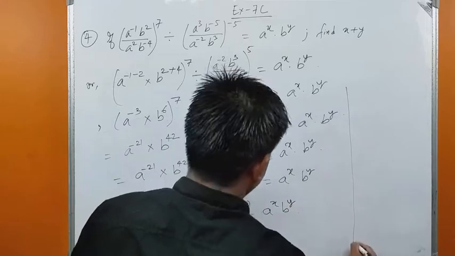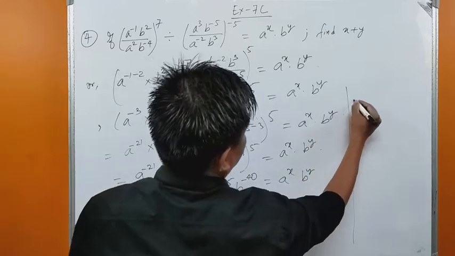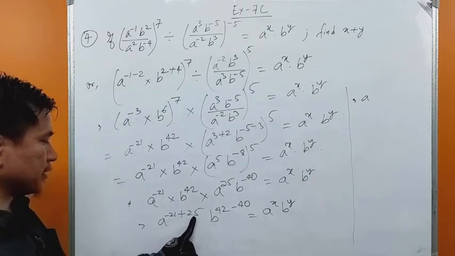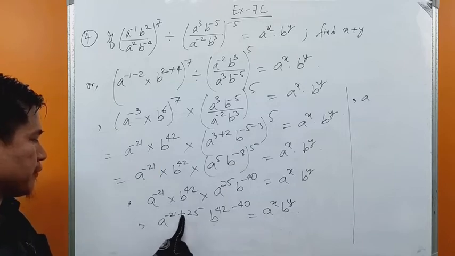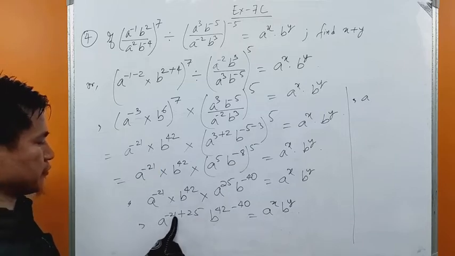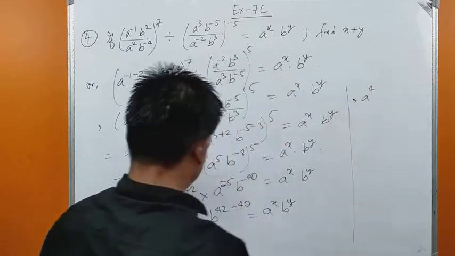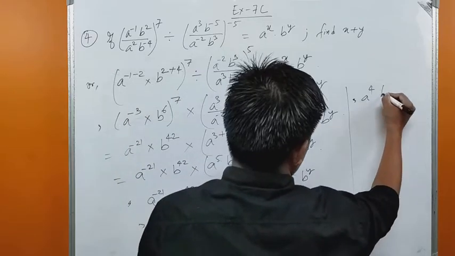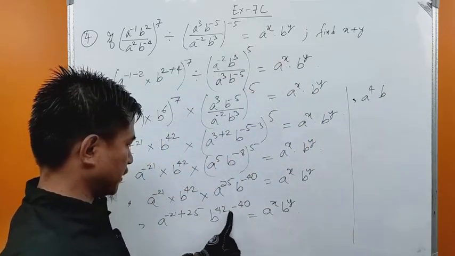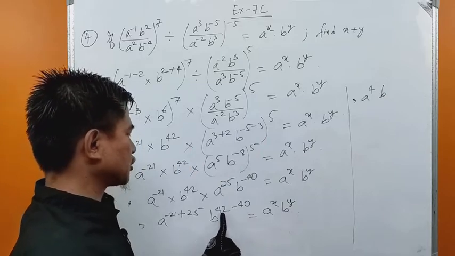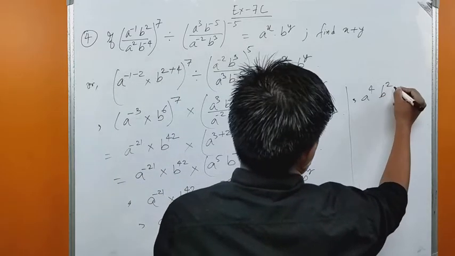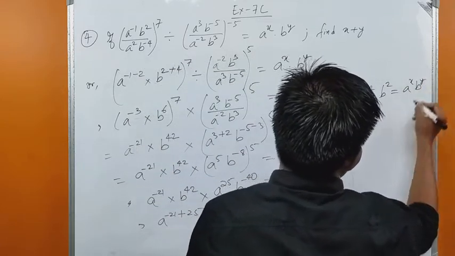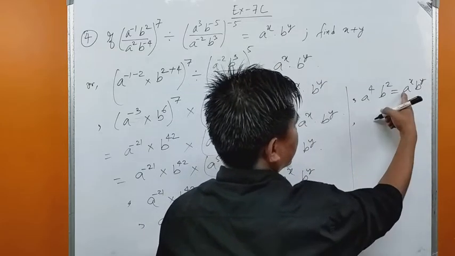Now let me continue here. So a to the power minus 21 plus 25 means opposite sign. 25 is positive and 21 is negative, so 25 minus 21 is 4, isn't it? 5 minus 1 is 4. So a to the power 4, that means the sign of the greater number, plus, comes here, plus 25. And b to the power plus 42 minus 40, different sign, so 42 minus 40 is 2, b squared, equals a to the power x into b to the power y.